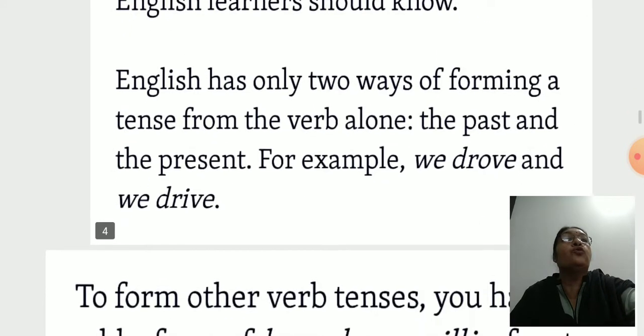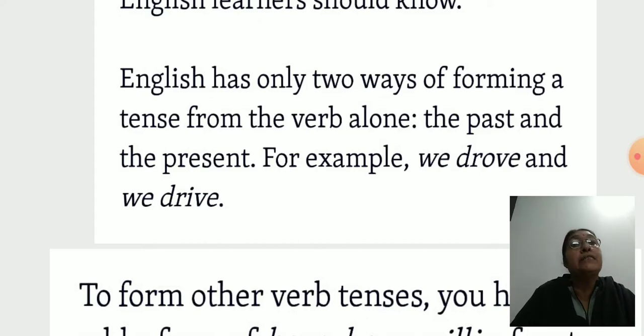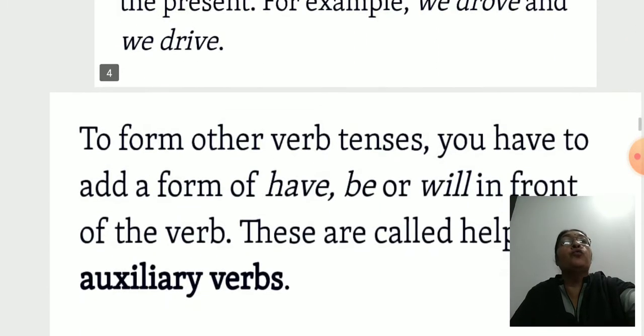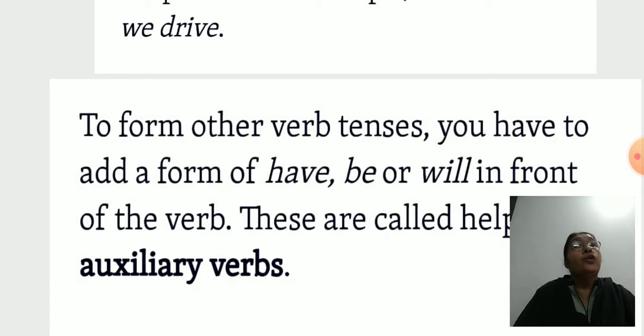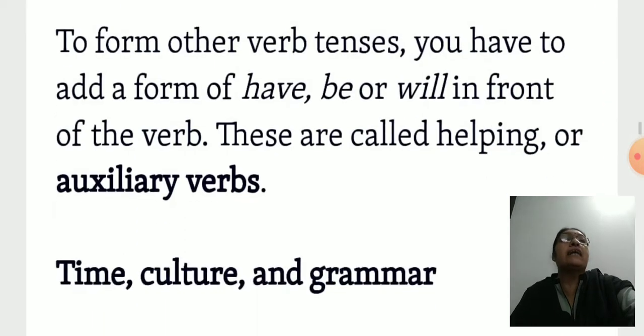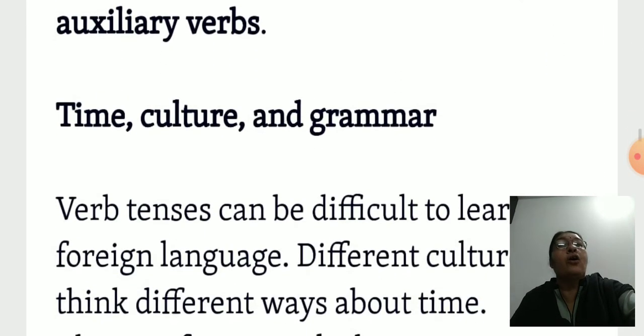English has only two ways of forming a tense from the verb alone: the past and the present. For example, we drive and we drove. We drive is a present and we drove is a past. Drive, drove. Okay. To form other verb tenses, you have to add a form of have, be or will in front of the verb. These are called helping or auxiliary verbs.